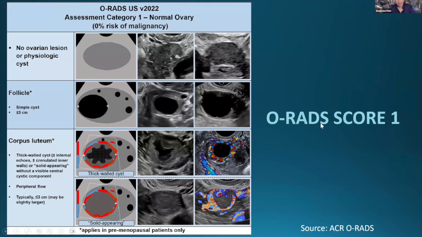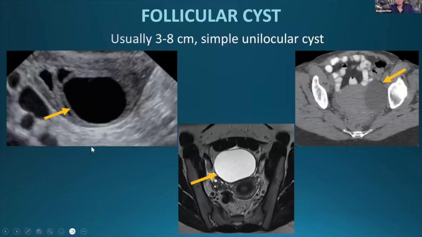So just a brief recap of O-RADS score 1 again. This includes follicular cysts and corpus luteal cysts in premenopausal patients. And let's go on to the imaging features. So what does a follicular cyst look like? This is usually a 3 to 8 centimeter cyst, and it's a simple unilocular cyst.